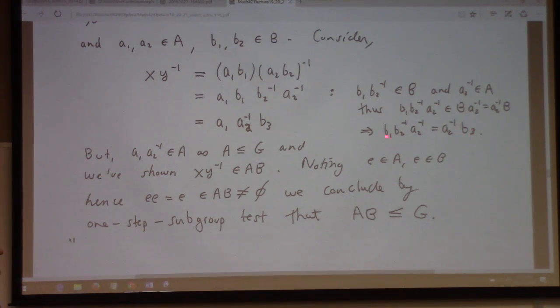This is even stronger. In some problem I worked before, I wasn't allowed to have the same a here, but this is even stronger than that. I even have the same a element on both sides in this sense. But whatever, contrasts aside, there you go. Something in A, something in B. So xy inverse is in AB. One-step subgroup test. We're done.